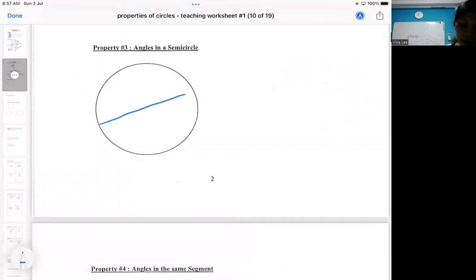The question will definitely tell you about the diameter, but the characteristic of a diameter is that it is a chord. A diameter is a chord, except that it passes through the center. There will be some lines that look like a diameter, but as long as it doesn't pass through the center, it will not be classified as a diameter. So you have to look out for that.